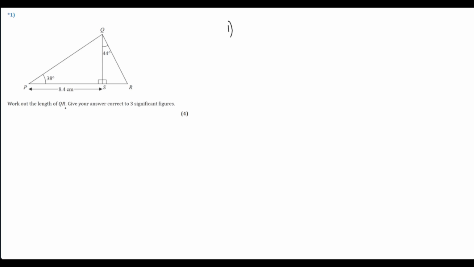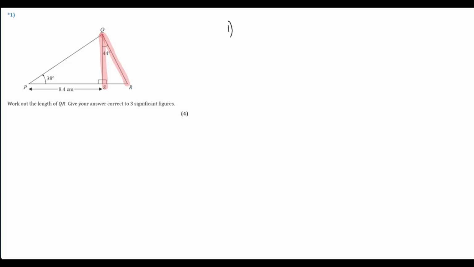Work out the length of QR, give your answer correct to 3 sig fig. So QR will be this length. And when you get two triangles, the one that's to the left in this case is the one that we're going to be working out first, because we're going to need information to work out QR. In this case, we're going to need this length here, QS. So on the left side triangle, which is PQS, let's work out this length.